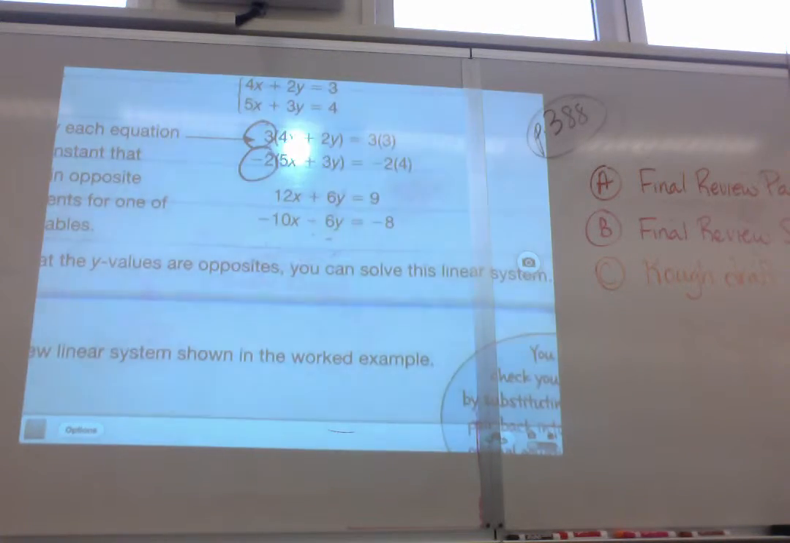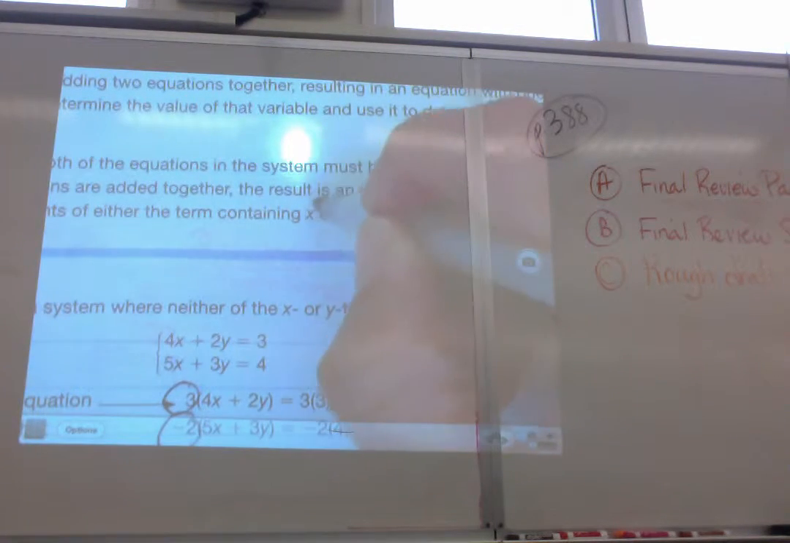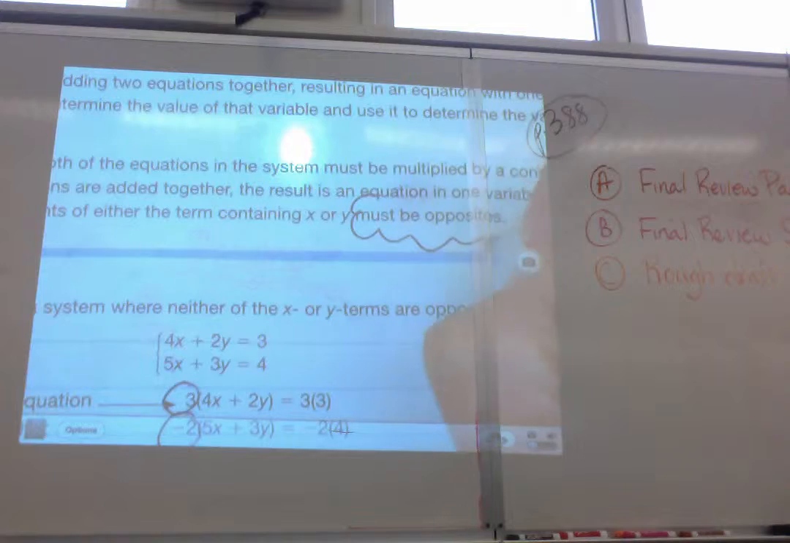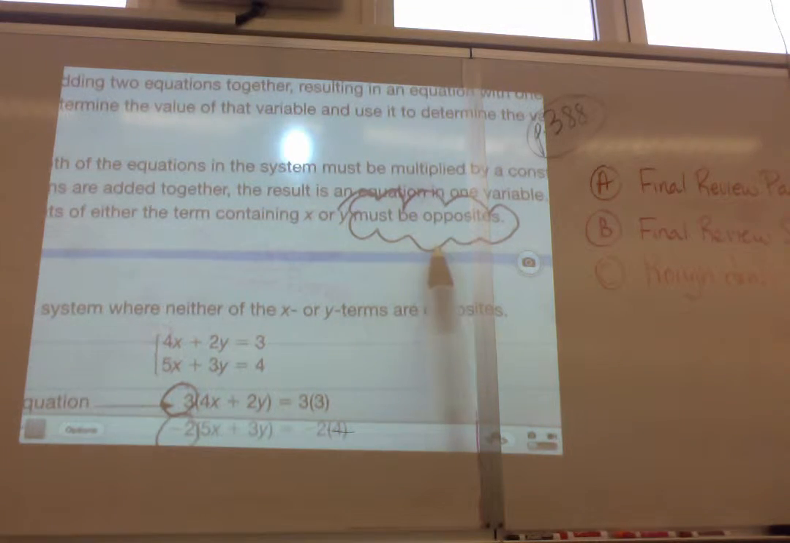And a key is up here in the last piece of what was read. Must be opposites. Everybody put a cloud or an underline or a box around that idea. We need to get one of the variables to have opposite coefficients. Doesn't have to be both, and it doesn't matter whether it's the x or the y. We need, as we cancel, for one of the variables to cancel out.